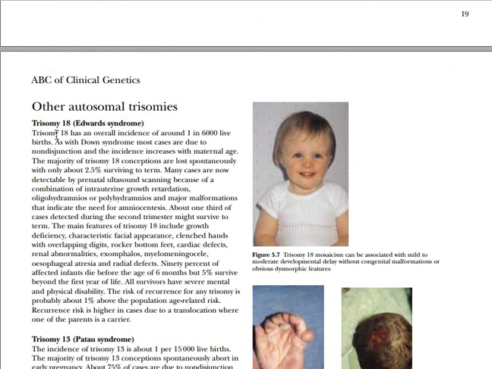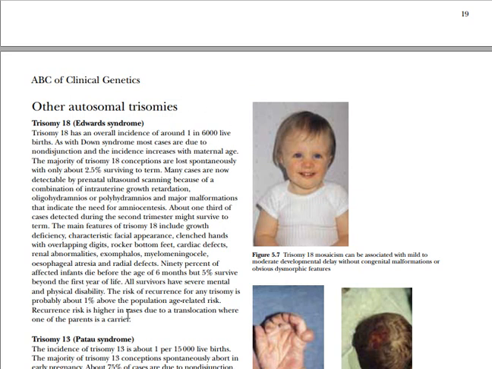Now the other syndrome that you have is trisomy 18. So trisomy 18, Edwards syndrome, is usually formed from trisomy 18. The overall probability is 1 in 6,000 live births. Is it clear? So 1 in 6,000 live births.